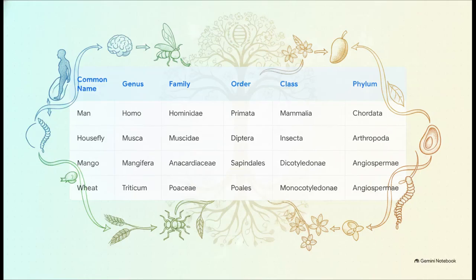And the best part? This entire system works flawlessly in practice. It's so cool to see how seamlessly everything from a human being to a tiny stalk of wheat can be categorized. Let's take a man, biological name Homo sapiens, and trace him all the way up. Genus Homo, family Hominidae, order Primata, class Mammalia, all the way up to phylum Chordata. We can do the exact same structured breakdown for a housefly, Musca domestica, or our mango from earlier, Mangifera indica. It provides a perfect universal address for every single living thing.